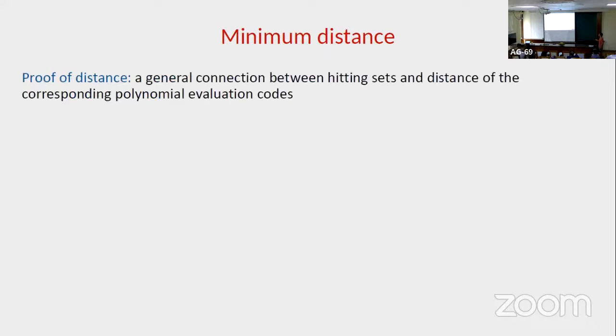All right, so the minimum distance of this code. The proof of this is a more general connection between hitting sets and the distance of the corresponding polynomial evaluation code. It's a statement of the type that if you give me a set of points where no polynomial vanishes entirely, then you can do something similar to get a more robust statement on the same set of evaluation points. So maybe I have a statement here.